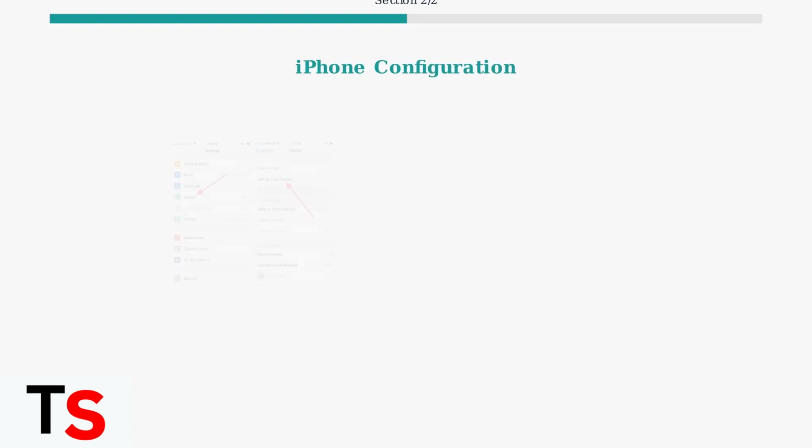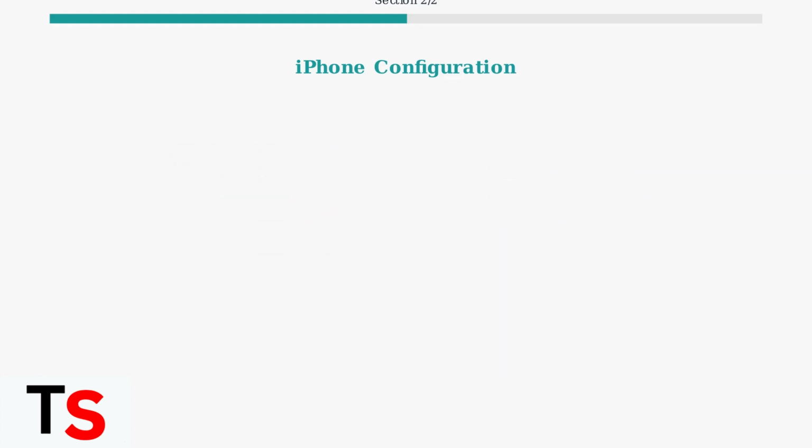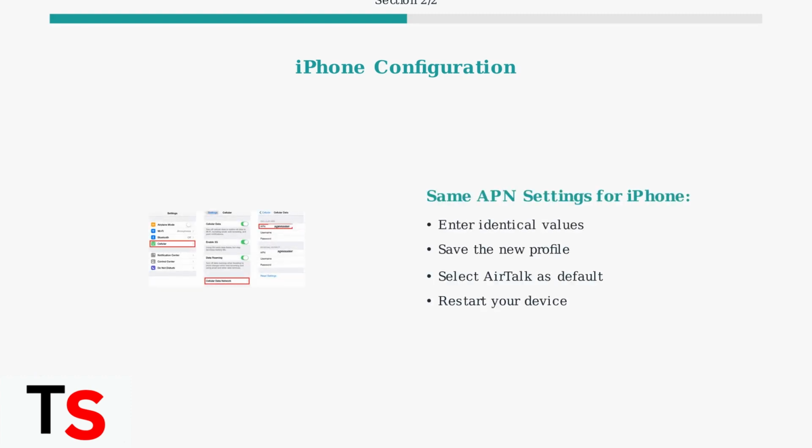For iPhone users, the process is slightly different. Go to Settings, then tap on Cellular. Next, select Cellular Data Options, followed by Access Point Names. In the iPhone APN configuration screen, you'll enter the same settings as Android. The interface looks different, but the values remain the same for AirTalk Wireless.